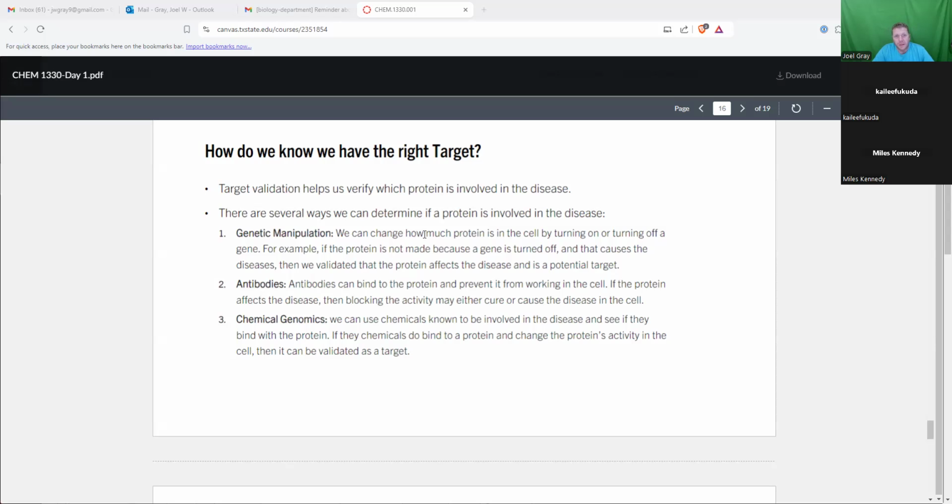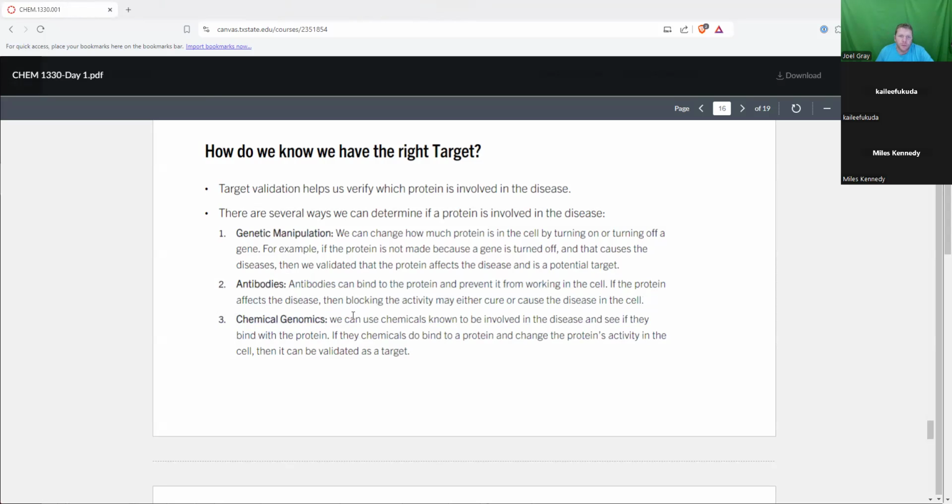After that, we've got antibodies. We can use an organism or a cell's immune system against itself. Antibodies can bind to a protein and prevent it from working in a cell. If the protein affects the disease, then blocking the activity of that protein may either cure or cause that disease in a cell. So that's part of the outcome. It could cause or prevent it from going on.